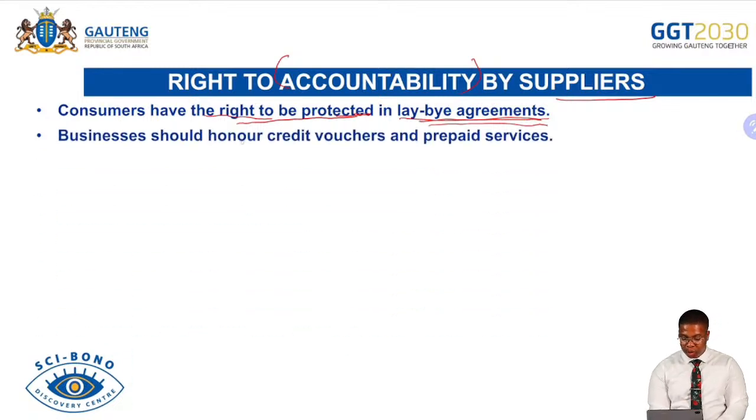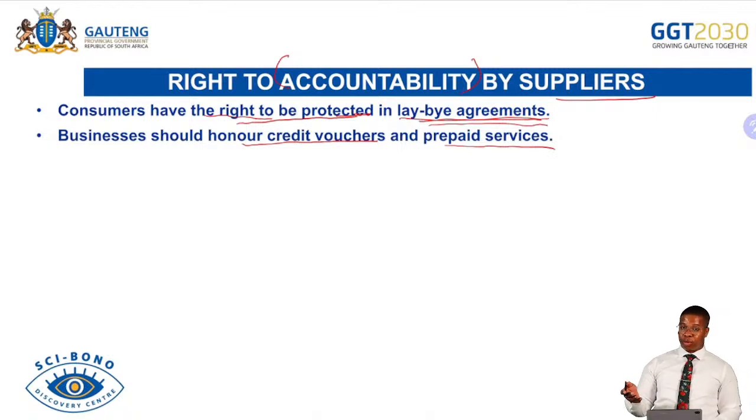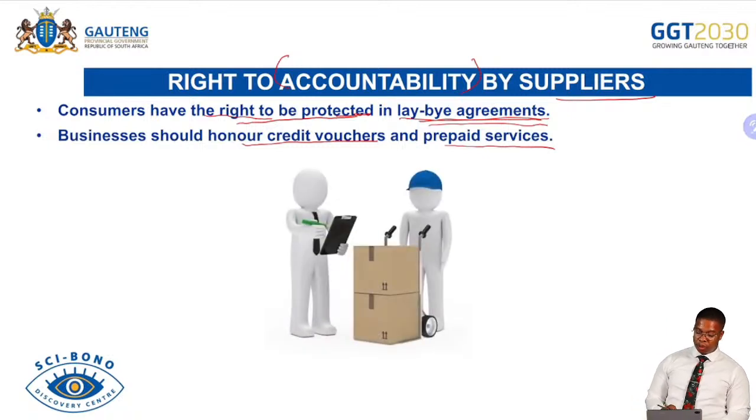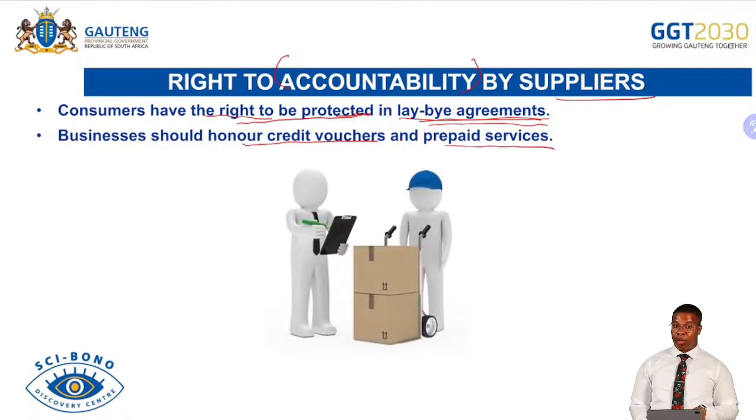Then, businesses should honor credit vouchers and prepaid services that are being provided by consumers. So they should be honored so that the supplier becomes accountable for and agrees with such. This will mean the supplier is accountable because they will make sure that they protect consumers in a lay-by agreement, and whatever product they have on lay-by should come with the right quality, and it should not be utilized because it's in a lay-by process.